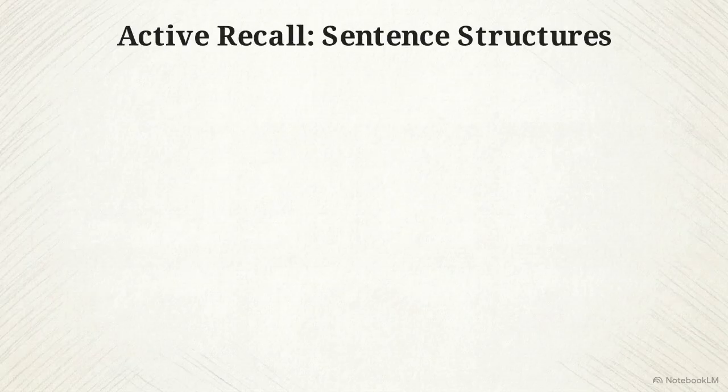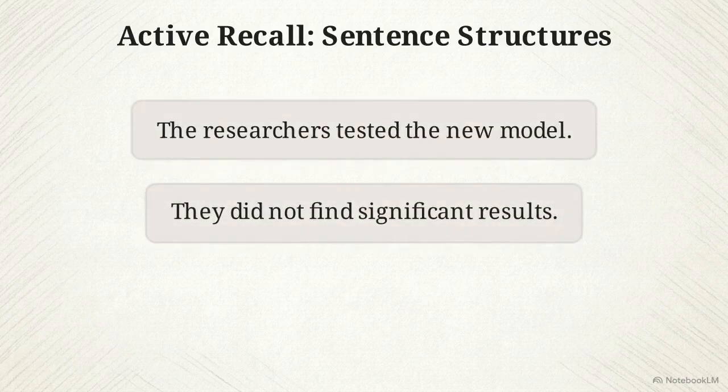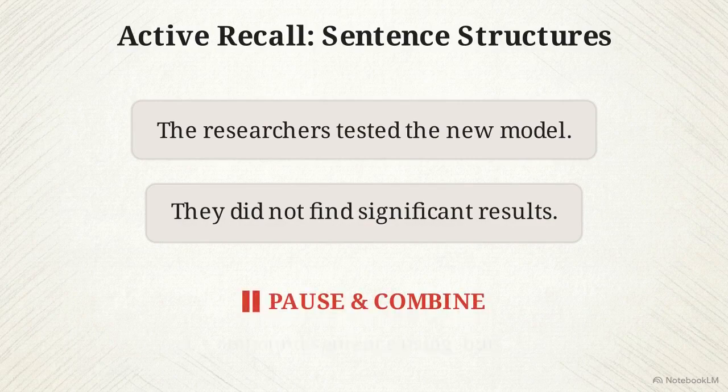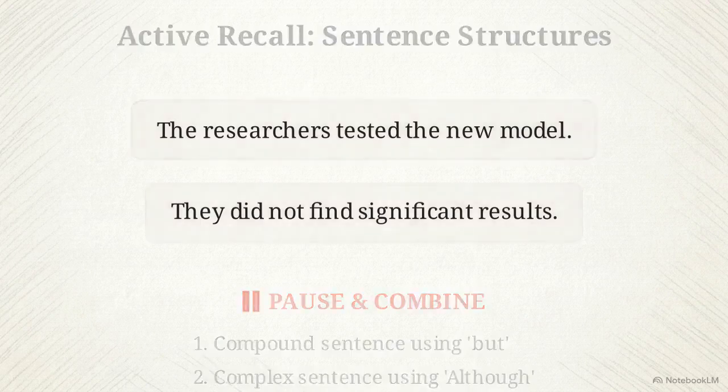Here are two isolated simple sentences. The researchers tested the new model, and they did not find significant results. Go ahead and pause the video. Combine these sentences in two distinct ways. First, as a compound sentence using the coordinator but. Second, as a complex sentence using the subordinator although.